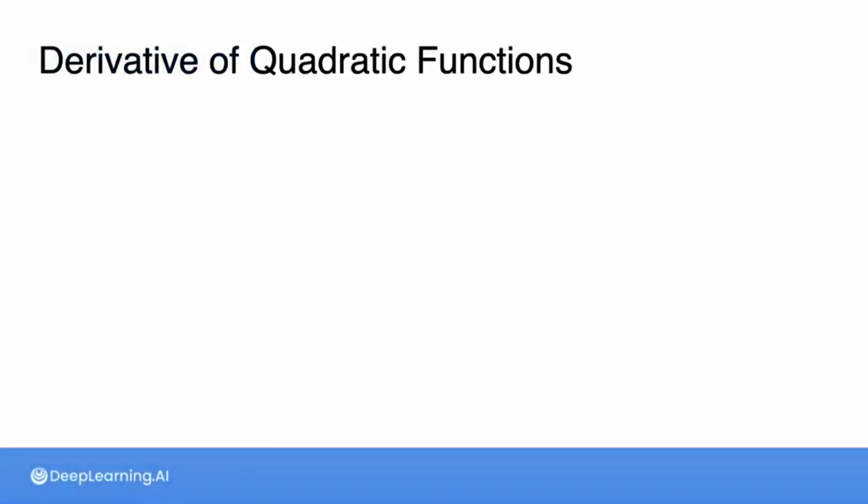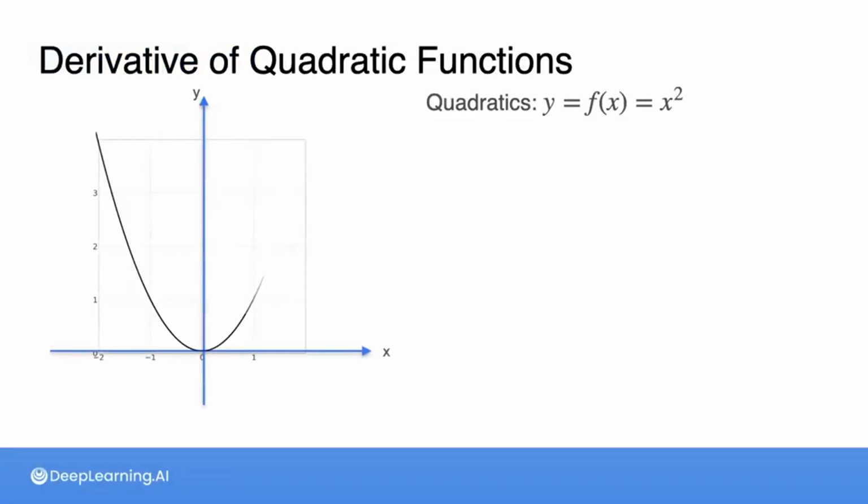So now that you know lines, let's take a look at a slightly more complicated function, quadratics. The simplest quadratic is this parabola with equation y equals x squared. Let's look at the derivatives. Notice that to the left of the y-axis, these are negative, and to the right of the y-axis, these are positive. The formula for the derivative is delta f over delta x as delta x goes to 0.